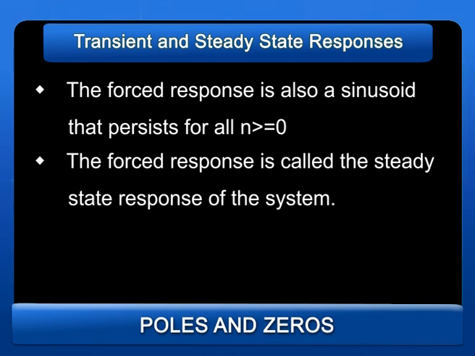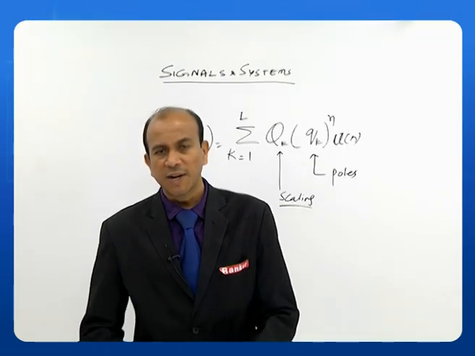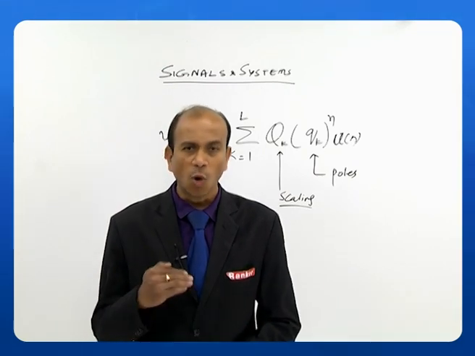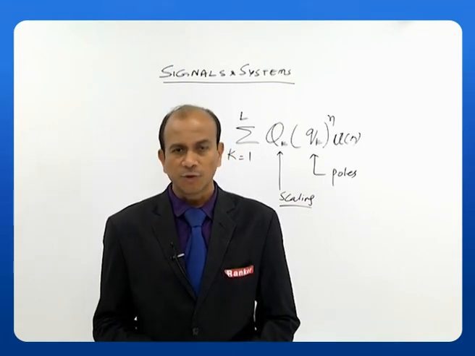That is why this type of response is also famously called the steady state response, because the signal is not decaying as we have seen in the case of the other response here. So it is also called the steady state response of the system. So what should I do? For a system to sustain a steady state output for n greater than or equal to 0, the input signal must persist for all values of n greater than or equal to 0. Now I want the steady state output for all values of n greater than or equal to 0. We expect that the input signal is also persisting for all values of n greater than or equal to 0.